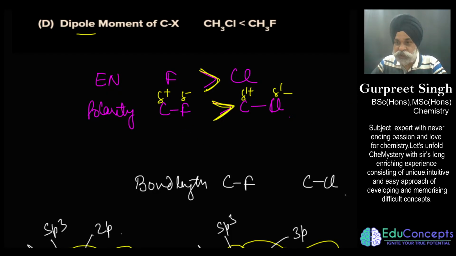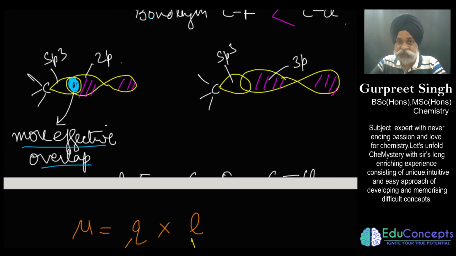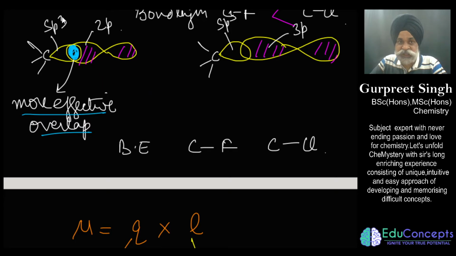Now, as regards the bond length, the 3p orbital is bigger in size as compared to the 2p. So, of course, the bond length of the carbon-chlorine bond is greater than that of the carbon-fluorine bond. We also see that the smaller the size of the combining orbital, the more effective is the overlap. So, if there is more effective overlap, we may say that the bond energy of the C-F bond is greater compared to that of the carbon-chlorine bond.